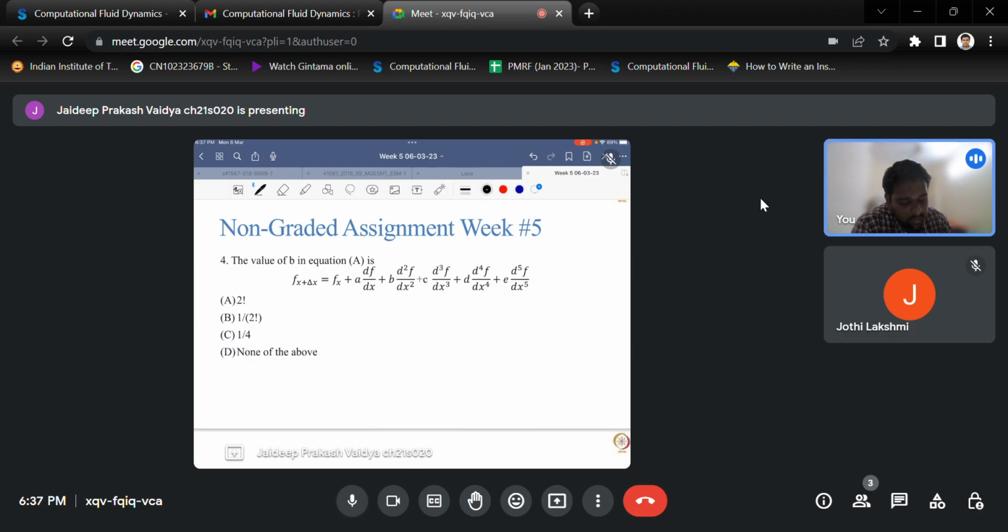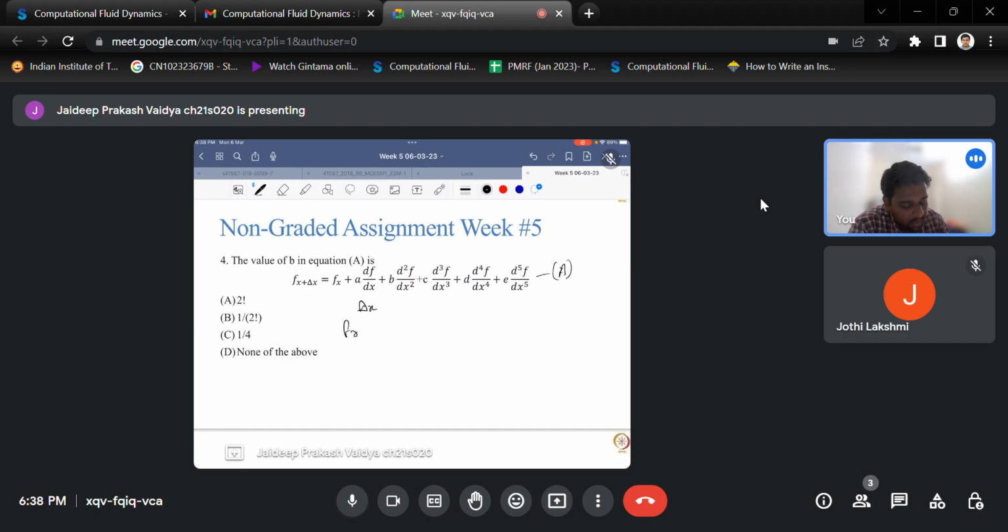The next question: what is the value of b in equation A? And this is equation A. Since delta x here is not given as 1, it can be anything. So we have just assumed that delta x is any value.